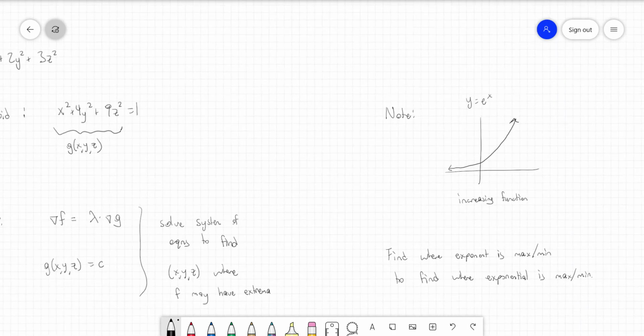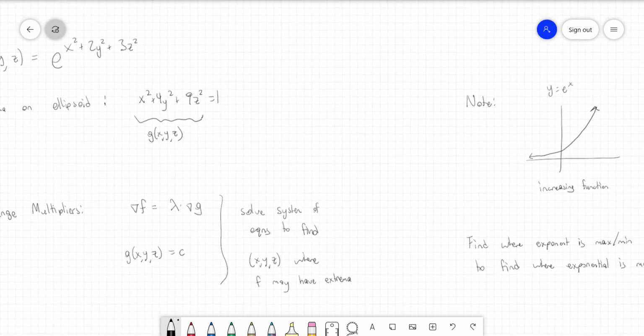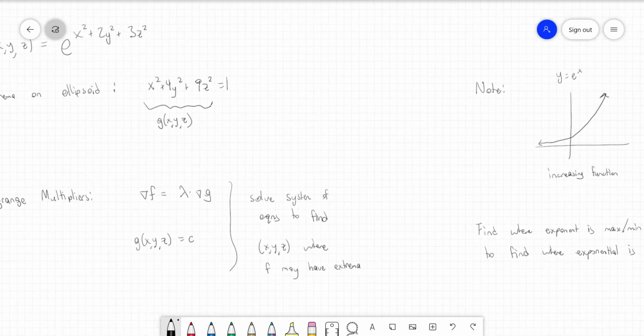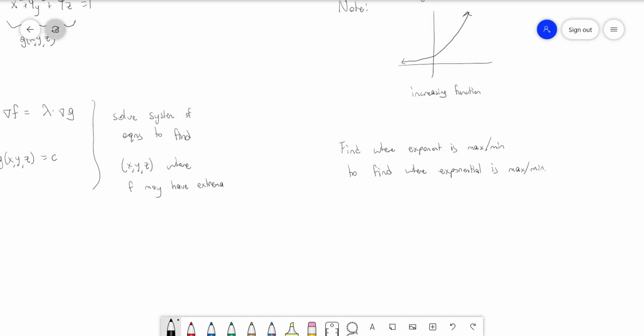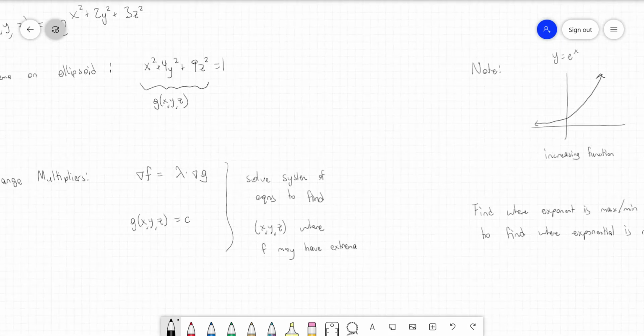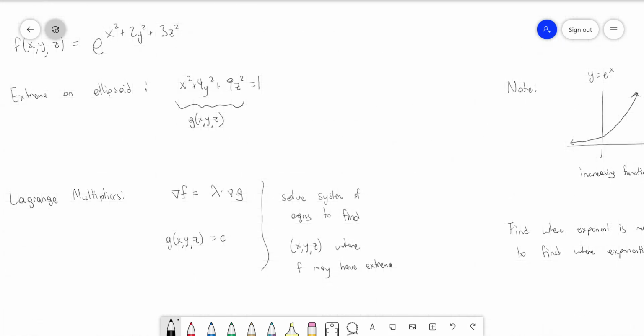You can do this for any increasing function. So, for instance, natural log is also an increasing function. So if you had natural log of something, you could just optimize what was inside the natural log. And you can incorporate the exponential and the natural log at the end if you need to. So let's illustrate that with this problem. I'm going to ignore the e right now and just focus on the exponent of f.